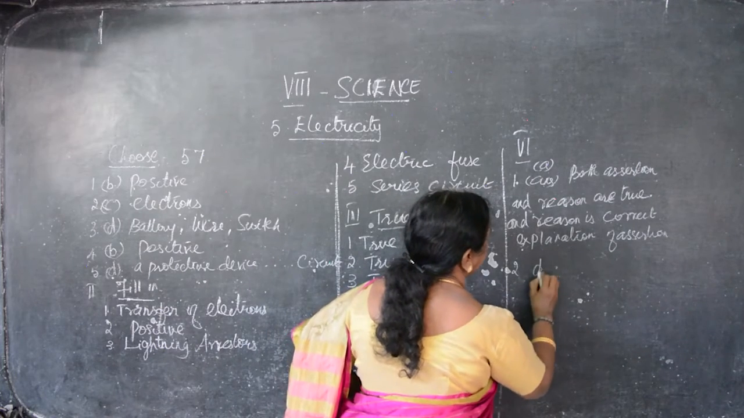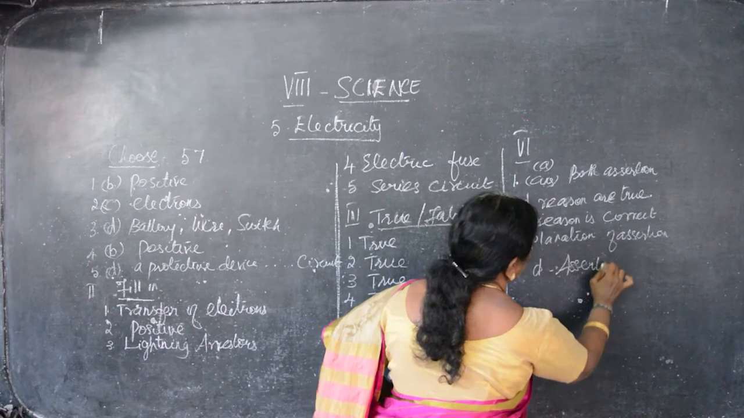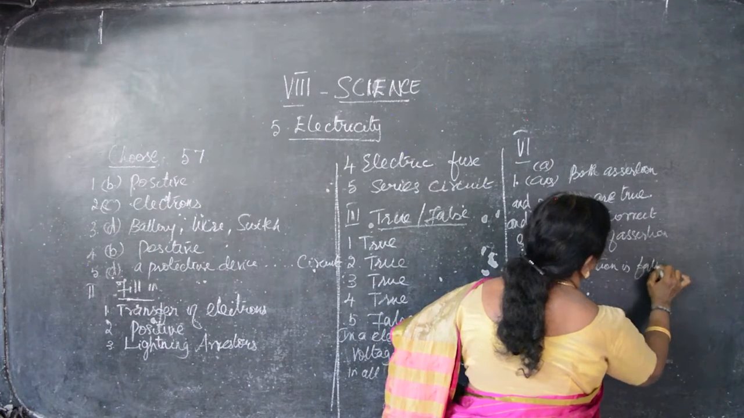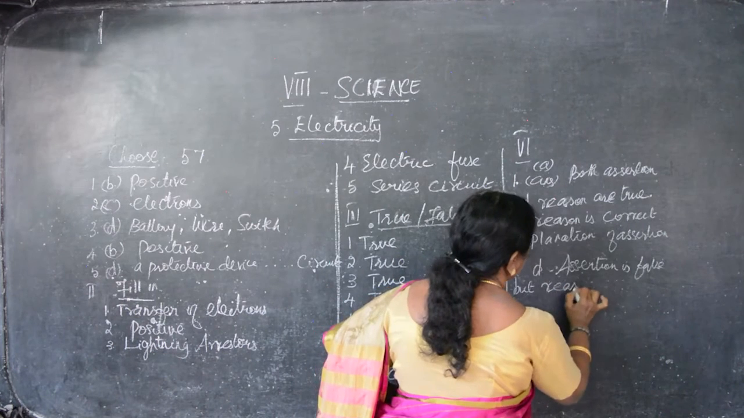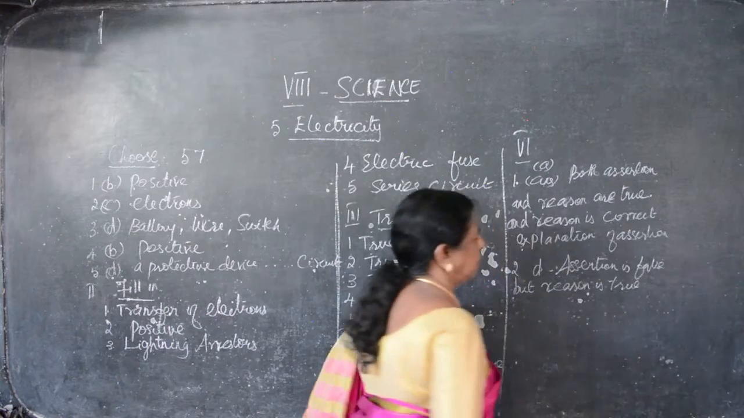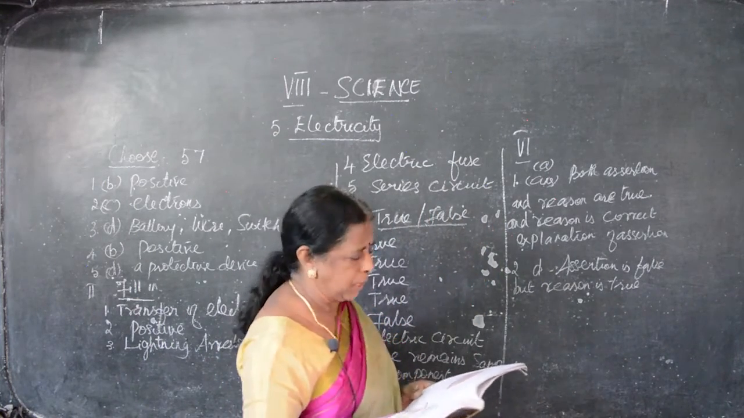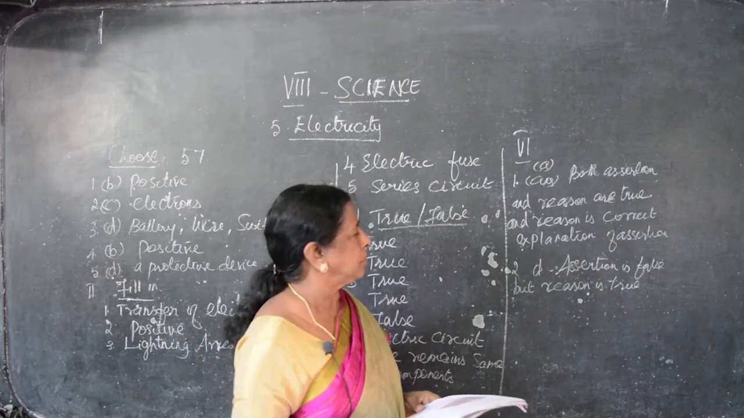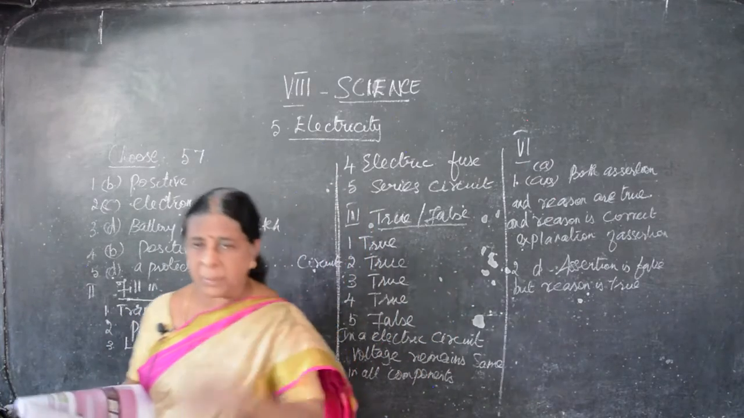Second one, D. Then after that, you have to write assertion is false, but reason is true. Clear? Now everything we have completed. Only thing we have to go for, give reasons for the following briefly and detailed. Finish writing, children? Shall I rub the board?